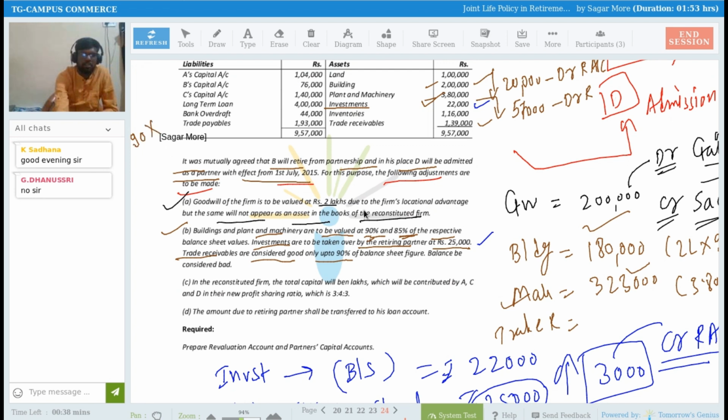1,90,000 multiplied by 90%. No, sorry, 1,39,000, not 1,90,000. 1,39,000 multiplied by 90%. 1.39 lakhs multiplied by 90%. Tell me, 1,39,000 multiplied by 90%. How much is the value?